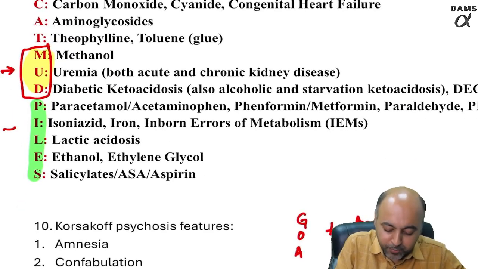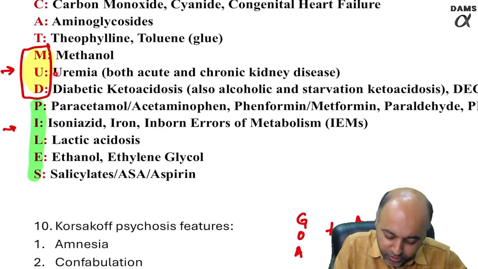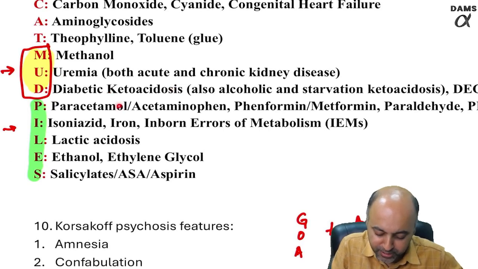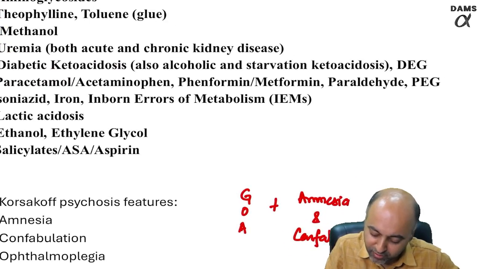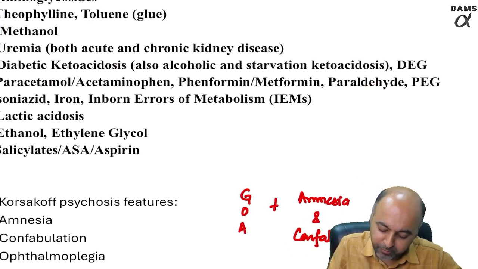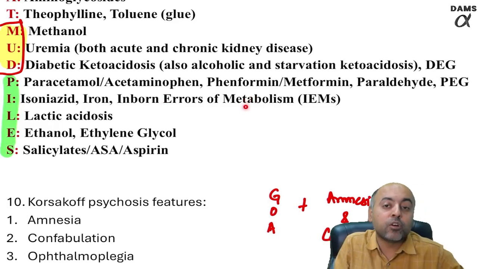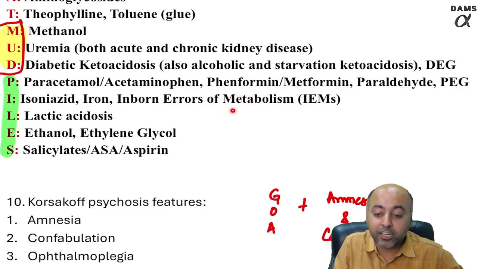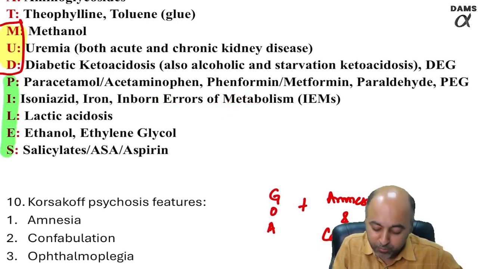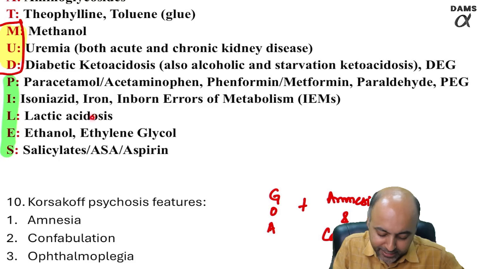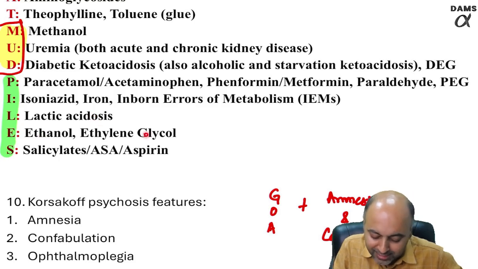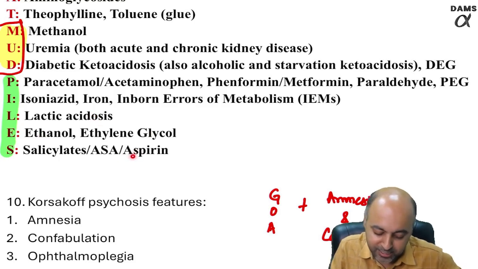And remember the MUDPILES: M for methanol, U for uremia, D for diabetic ketoacidosis, P for paracetamol. And here you also have paraldehyde, phenformin, polyethylene glycol. I for inborn error of metabolism. Please note, very important, inborn error of metabolism. And L for lactic acidosis, E for ethanol, again ethylene glycol, S for salicylates and aspartate.